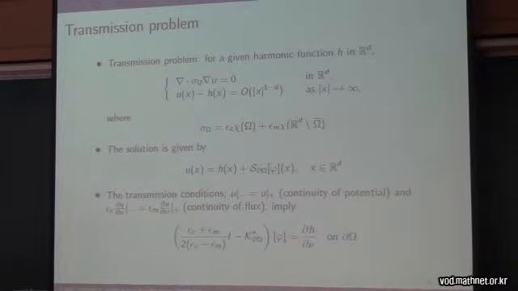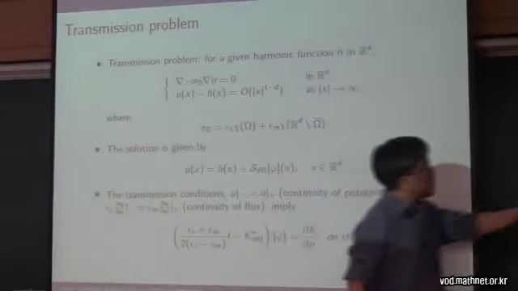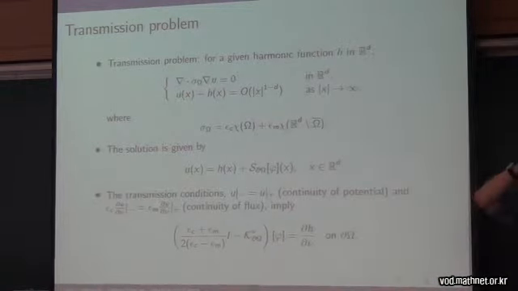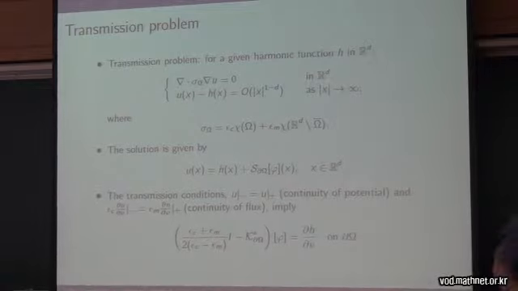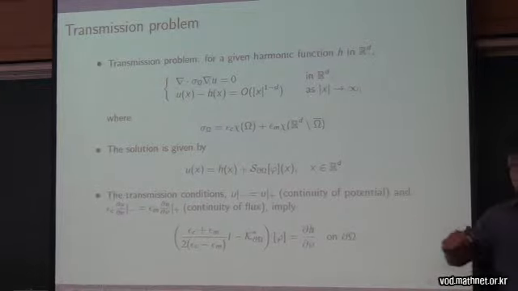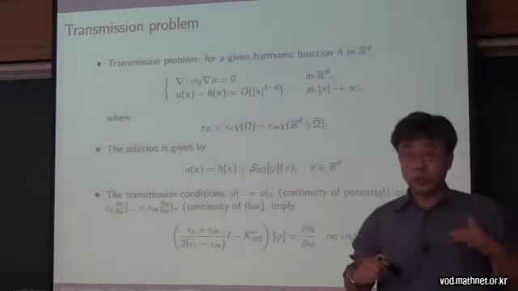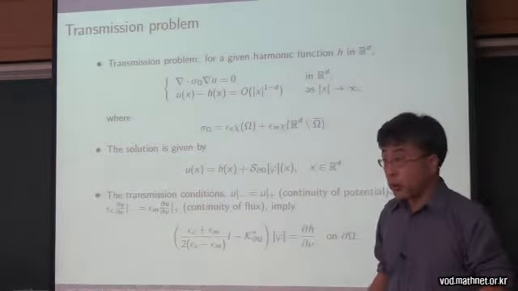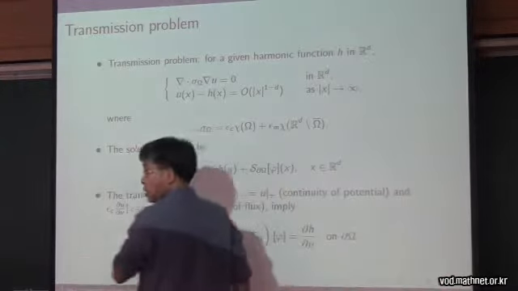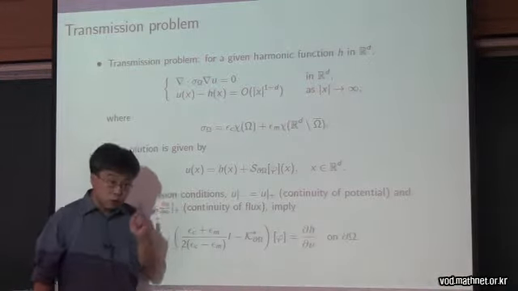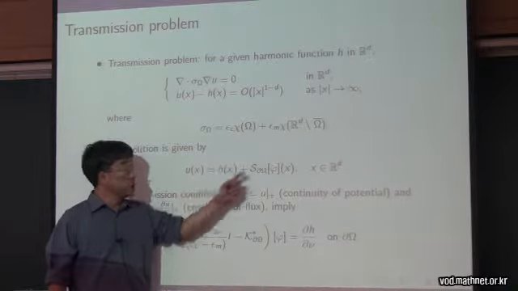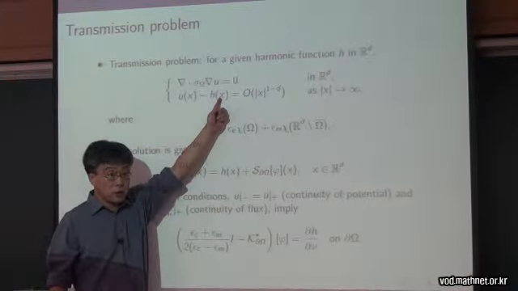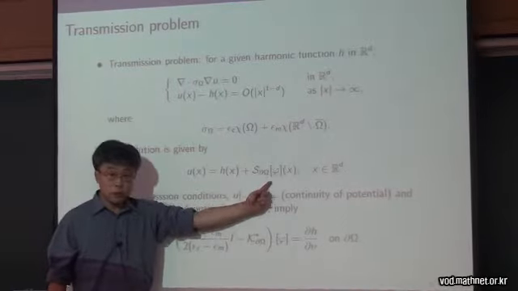But continuity of flux means that if you remove these two, there is a jump of the normal derivative, because these two constants are different. So, to take care of this jump, it's quite natural to seek a solution in this form: H is the background one, plus a single layer potential.